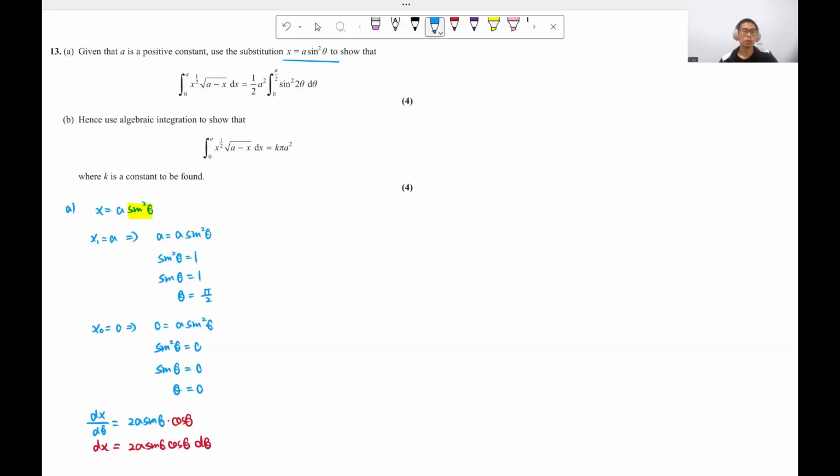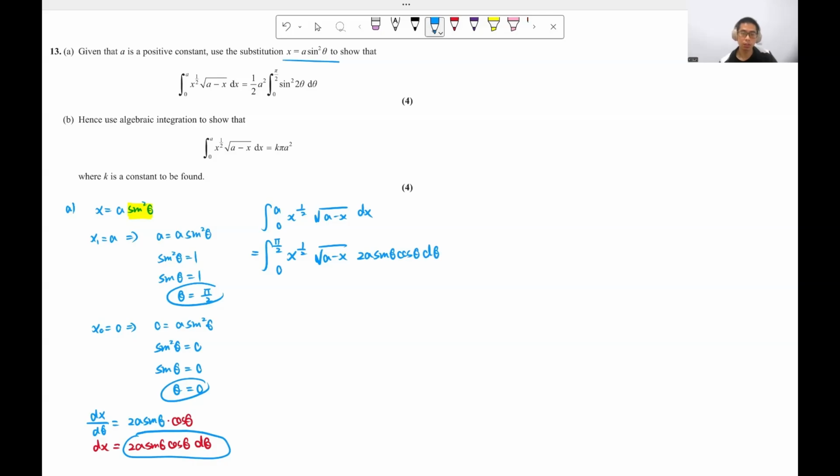Okay, now we can do the substitution. So the integral from 0 to a of x^(1/2) times the square root of (a − x) dx. First we change the limits into θ values. So the upper will be π/2 and the lower will be 0, which we already got in here. And then x^(1/2) times the square root of (a − x) times dx. And we know dx is equal to 2a sin θ cos θ dθ. So we change that.